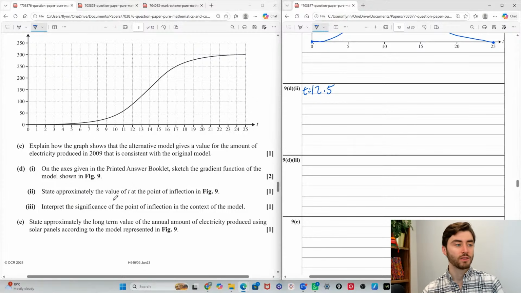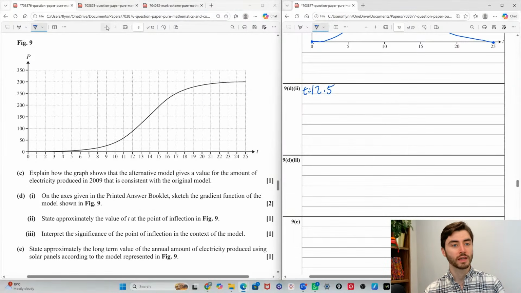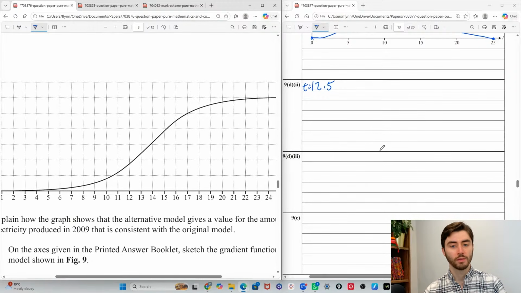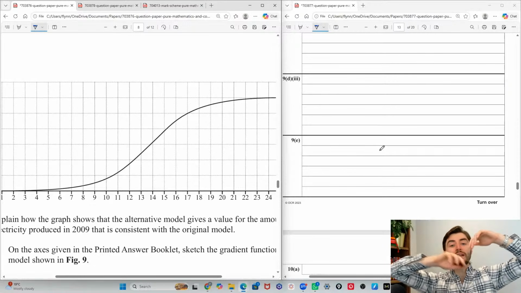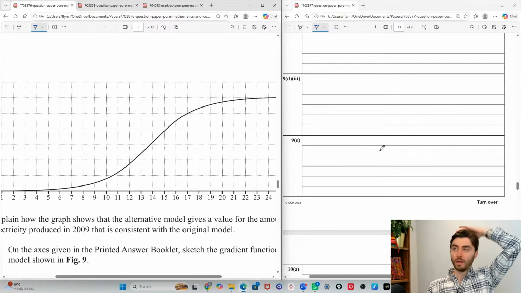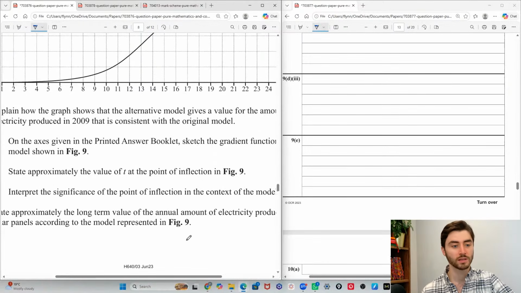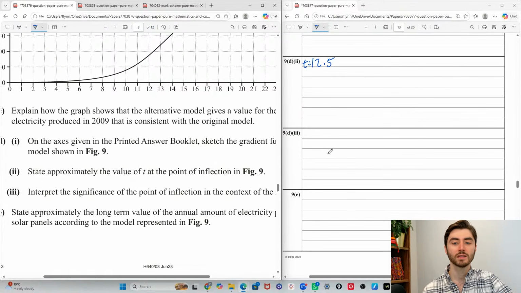Interpret the significance of the point of inflection in the context of the model. Now that's where things get more interesting. So in the context of the model, the point of inflection is when it goes from, so it's always increasing, but it's when the rate of increase stops increasing. So it's when P begins to increase with a decreasing rate.